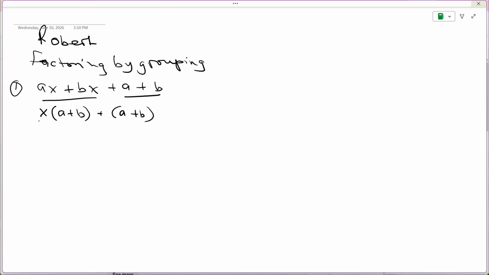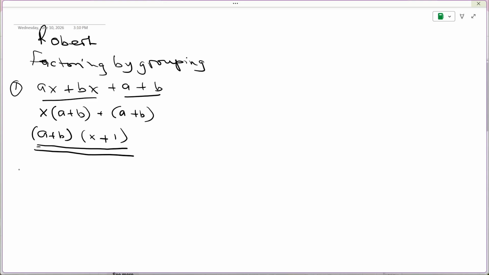So between x into a plus b plus a plus b, a plus b is a common factor. So if we took out a plus b, then we are left with x and we are left with 1, this end. So this becomes the factorized format of that expression using the grouping method.